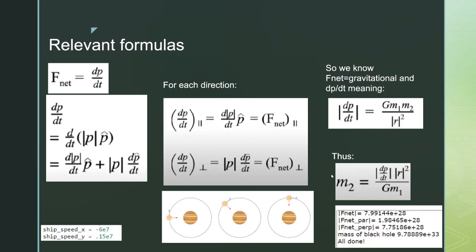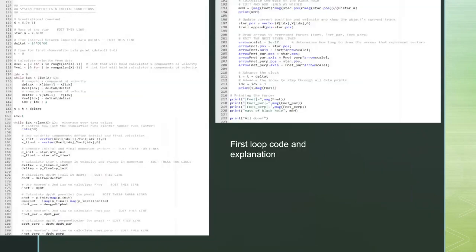And you can see down here that, in the end, I end up finding that the mass of the black hole was 9.7-ish times 10 to the 33, and the initial ship speed was -6 e to the 7 in the x direction and 0.15 e to the 7 in the y direction.